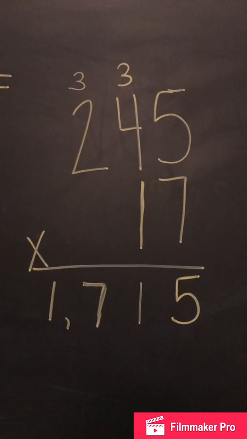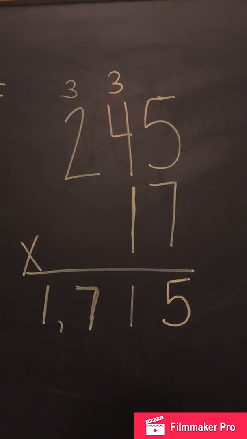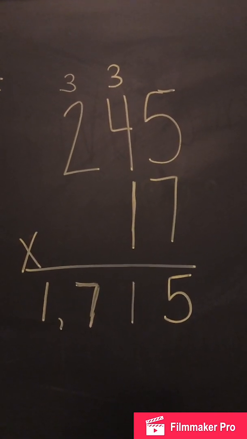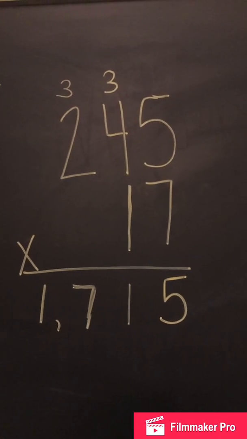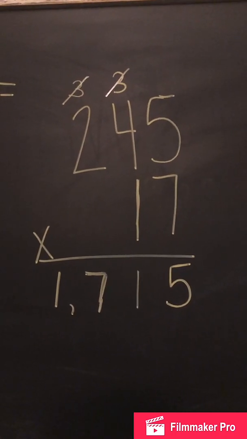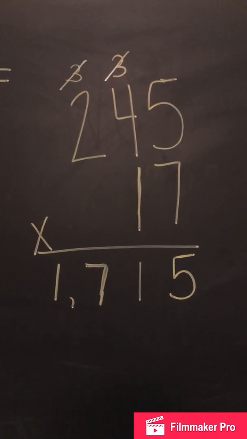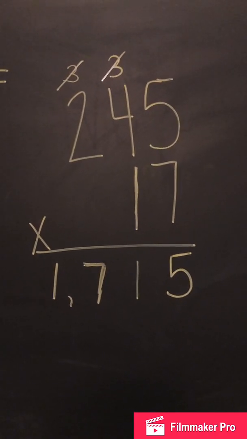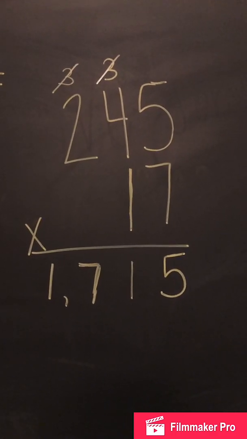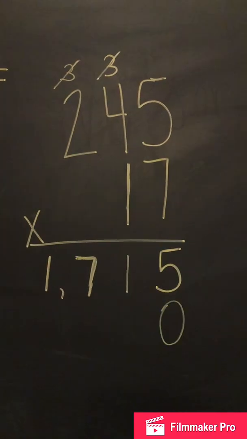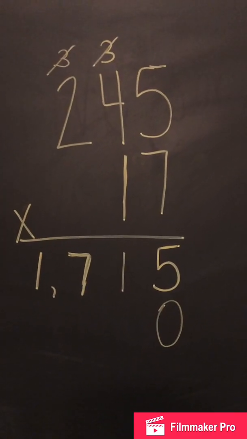Now would be a good time for me to mark out those 3s that I added. This will prevent me from adding them again in case I have to regroup when I start multiplying by my 10s. I marked out the 3s, and now there's one more thing I need to do before I can begin multiplying by the 10s. I need to add that 0. That will account for the extra digit from multiplying by the 10s column. I added my 0. Now I can begin multiplying by the 10s.